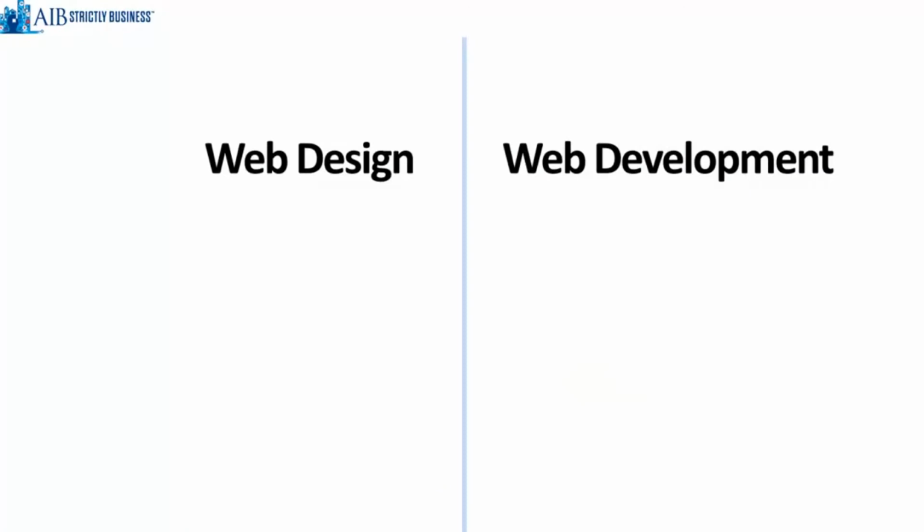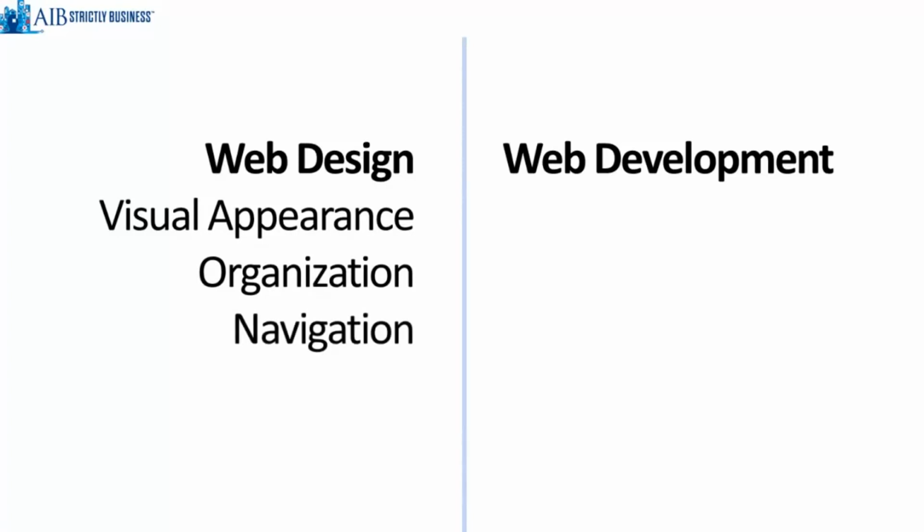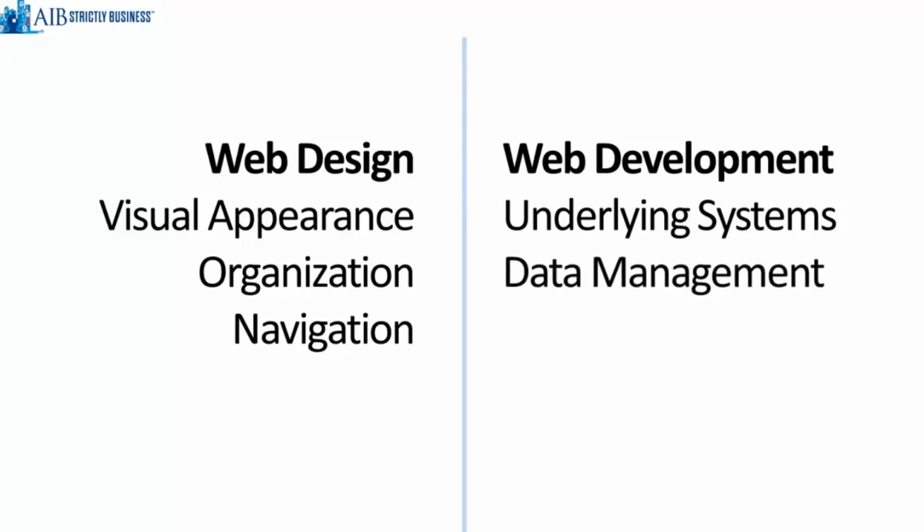I think the best way to look at the job landscape here is to divide the work into two categories: web design and web development. Web design, just as the name implies, is all about creating the visual appearance of a web page, which includes organizing the components on that page to help a visitor find the information he or she is looking for. Web development, in contrast, is more about creating the underlying systems that send and receive data to and from a website. Web developers often work with computer languages like PHP, ASP, and JavaScript.